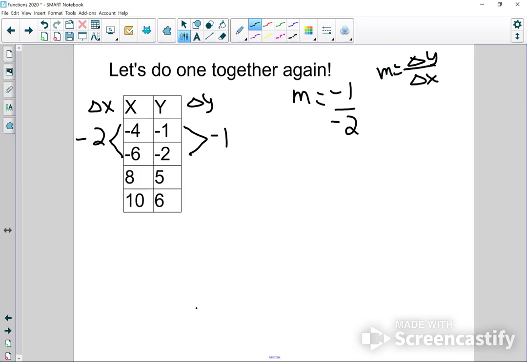Well, what's a negative divided by a negative? That's a positive, isn't it? So couldn't I write this as 1/2? I can. So now I have y equals 1/2 x plus b.